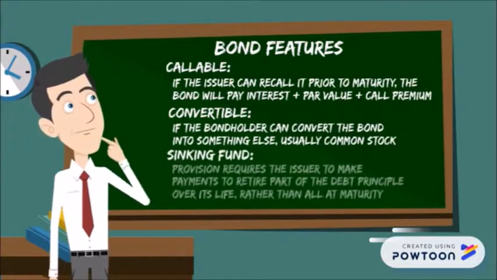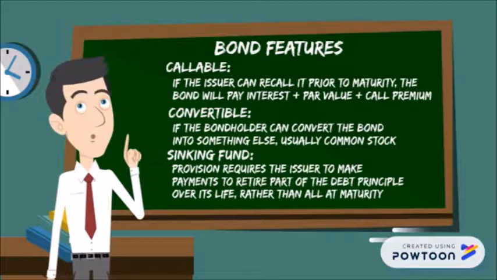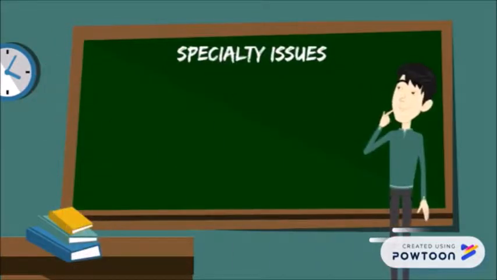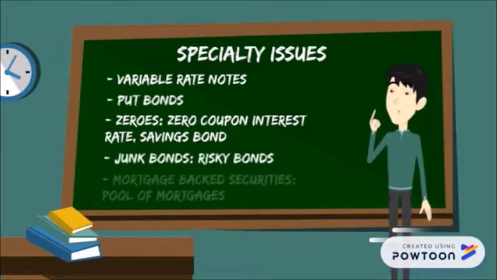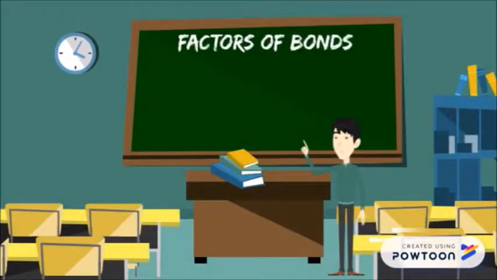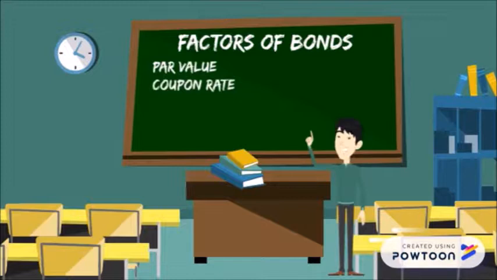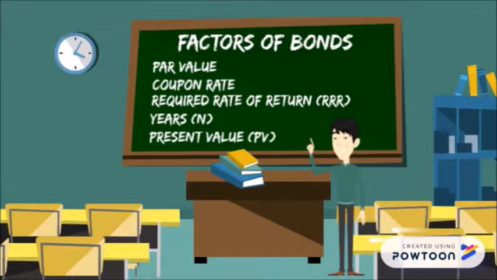Sinking fund provision requires the issuer to make payments to retire part of the debt principal over its life. Some specialty issues: variable rate notes, put bonds, zeros, junk bonds, and mortgage-backed securities. Some key factors of bonds: par value, coupon rate, required rate of return, years, and present value.